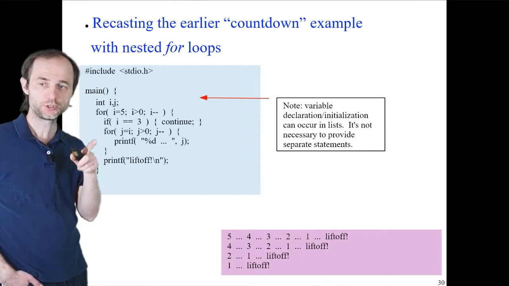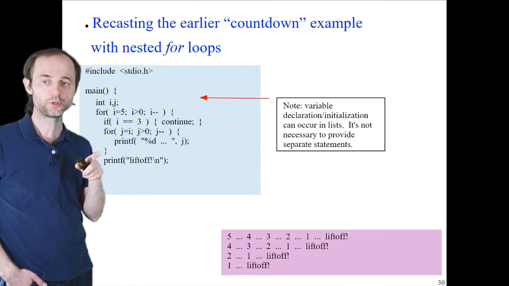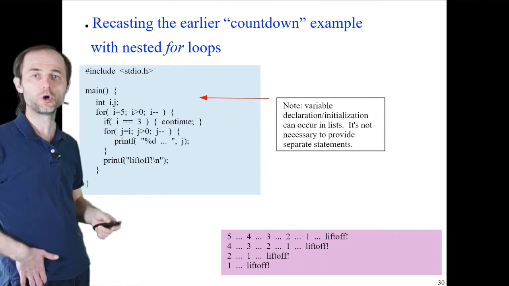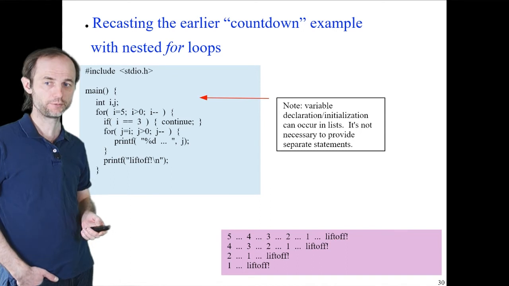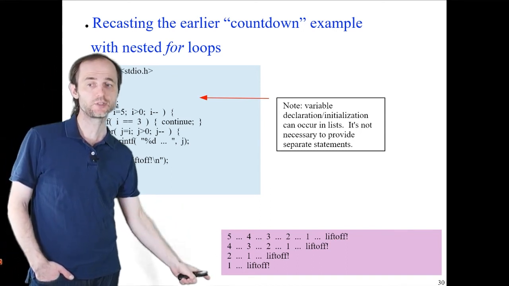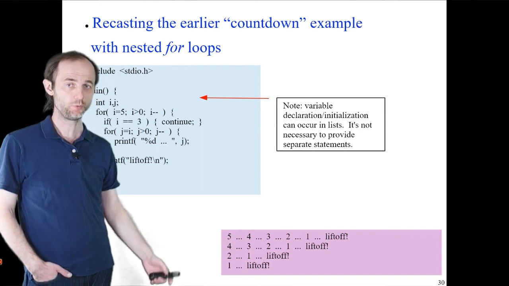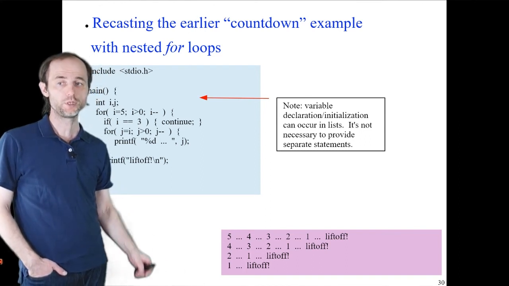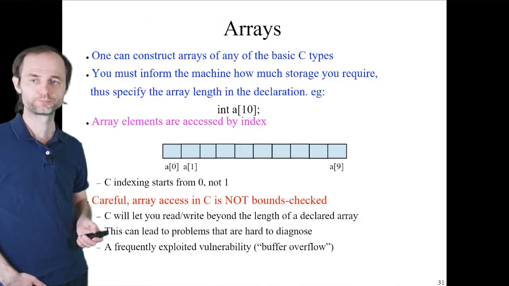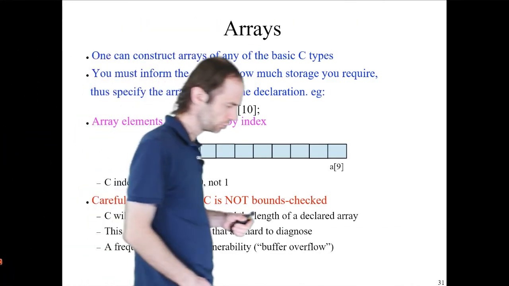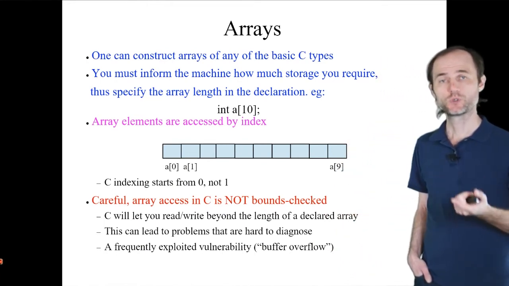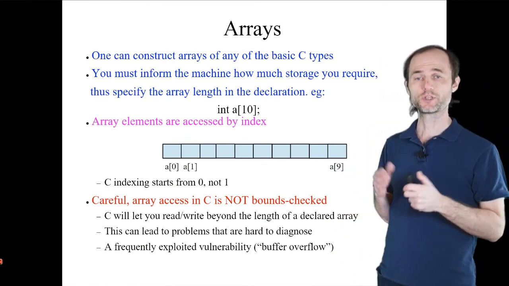Once we are done with the looping over j, we're going to print out liftoff, and we're going to keep on decrementing the values of i. So we're going to get exactly the same output as we saw before when we weren't using the for loops, but we used the while loops. In order to be able to print out a string, as we discussed, we would need to work with character arrays.